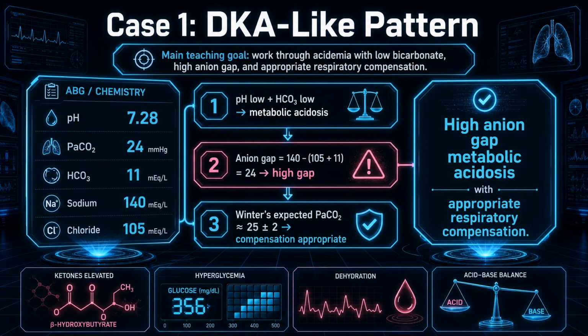The pH is 7.28, so there is acidemia. Bicarbonate is 11, so the primary process is metabolic acidosis. The anion gap is sodium minus the sum of chloride and bicarbonate, 140 minus 116, which equals 24. That is a high anion gap metabolic acidosis. Winter's expected carbon dioxide is about 25 plus or minus 2, and the actual carbon dioxide is 24, so compensation is appropriate. The bedside label is high anion gap metabolic acidosis with appropriate respiratory compensation.